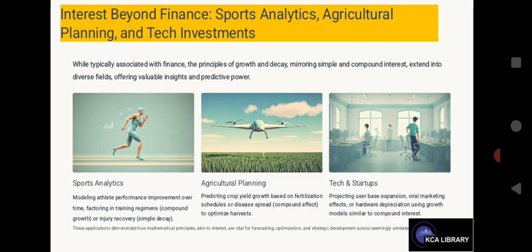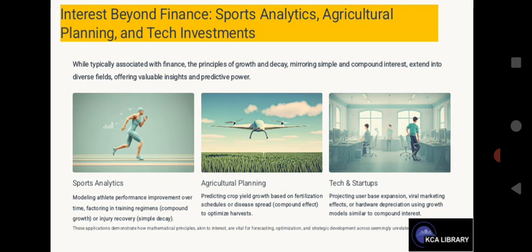Now, interest also goes beyond managing finance. We can also apply the concept of interest in sports analytics, agricultural planning, and even tech investment. While typically associated with finance, the principle of growth and decay, mirroring simple and compound interest, extends to different fields. Like I mentioned, in sports analytics, modeling athlete performance improvement over time, factoring in training regimens or injury recovery. All these are applications of the concept of interest.